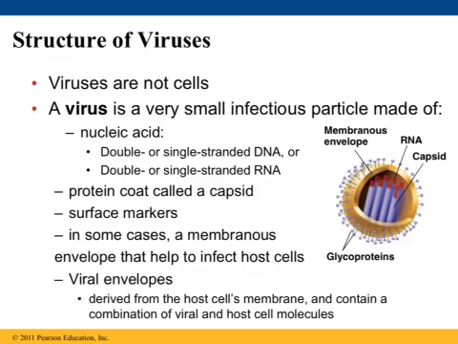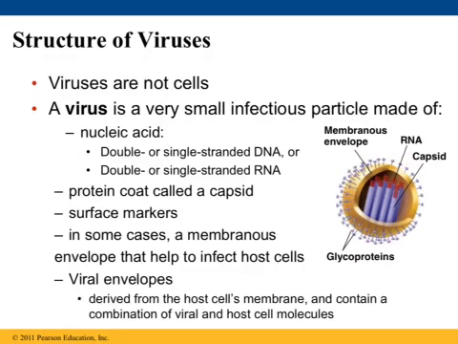In some cases, they will have a membranous envelope. So it's not really a cell membrane, it's just an envelope around their capsid and their RNA. And on this envelope, they'll have surface markers in the form of glycoproteins. It's like these little purple things that look like pins. Those would be the surface markers.